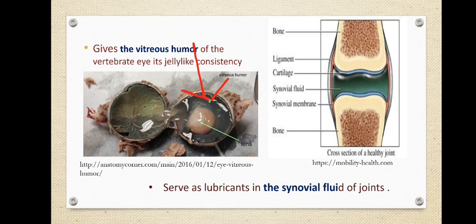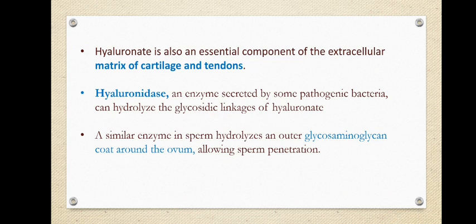You know, the eye has aqueous humor and vitreous humor. Vitreous humor actually gives the shape to the eyeball. So that is the hyaluronic acid that is present. Not only that, it is also present in the synovial fluid of a joint. So here you can see synovial fluid is present. This synovial fluid is also formed of hyaluronic acid. Remember, hyaluronic acid gets its name because of the glass-like or translucent appearance.